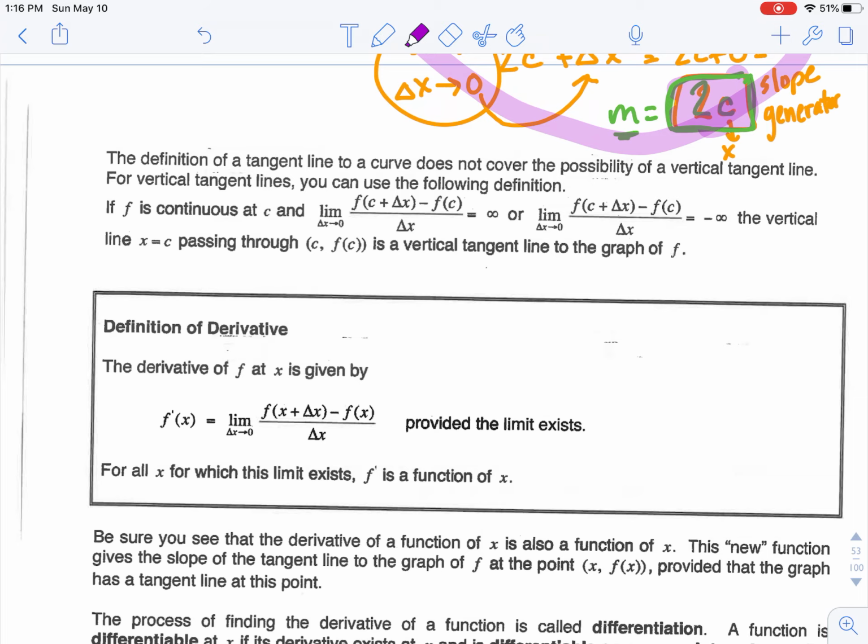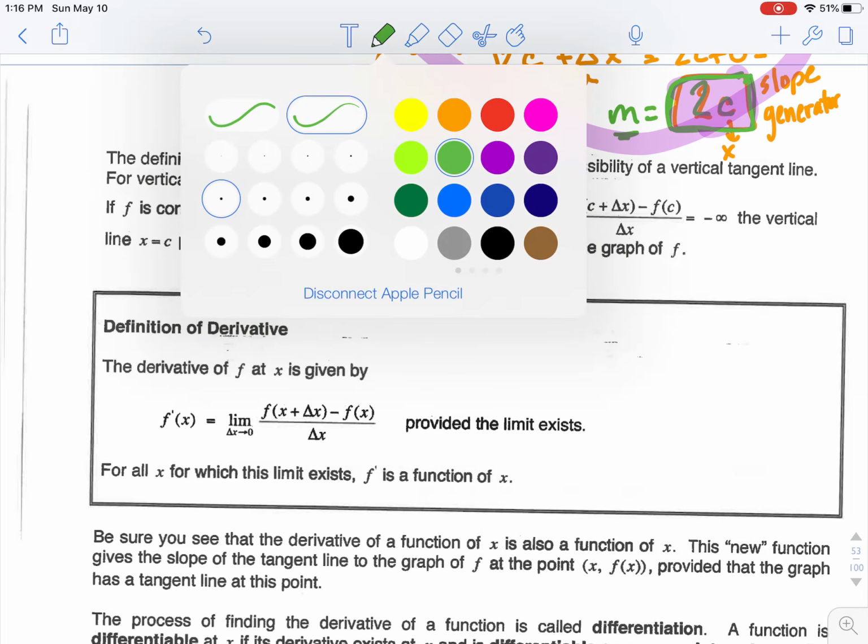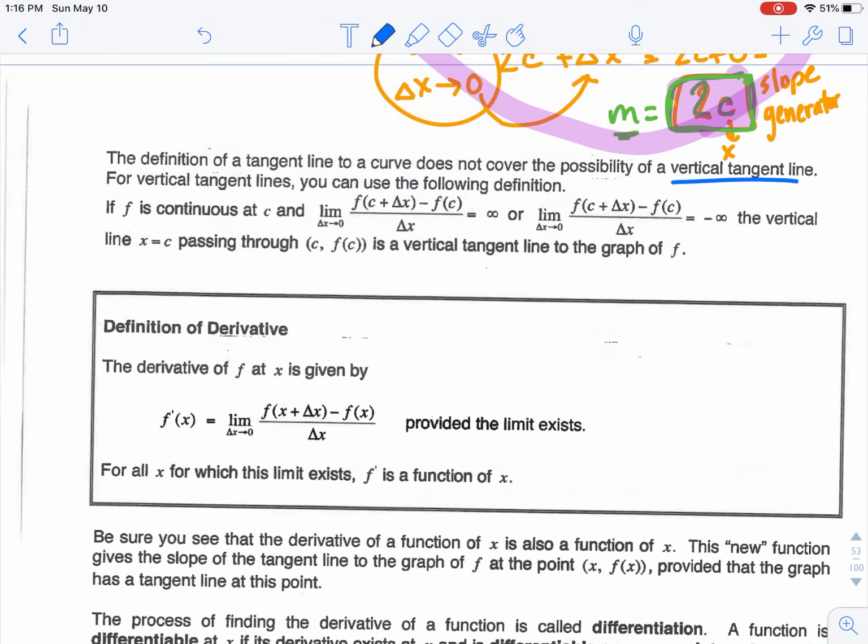The definition of a tangent line to a curve does not cover the possibility of a vertical tangent line. For vertical tangent lines, you're going to have infinity or negative infinity, as we talked about before. Anytime you've got those vertical asymptotes, that's when you're getting infinite limits. So if you got infinity or negative infinity, that's when you're going to have a vertical tangent line.